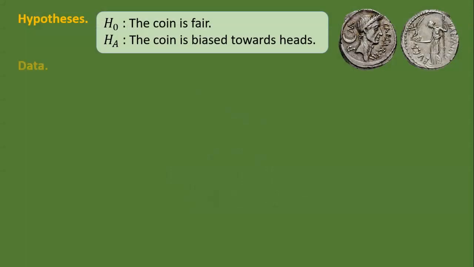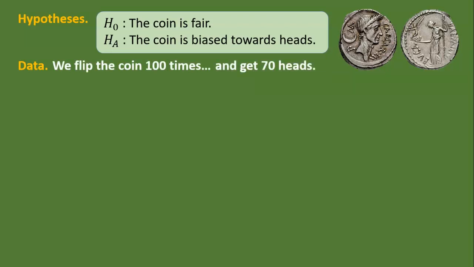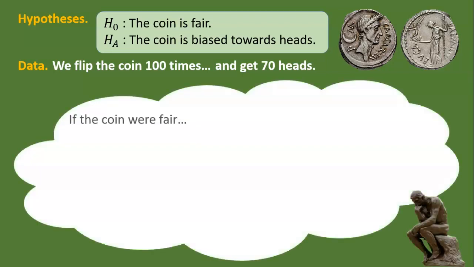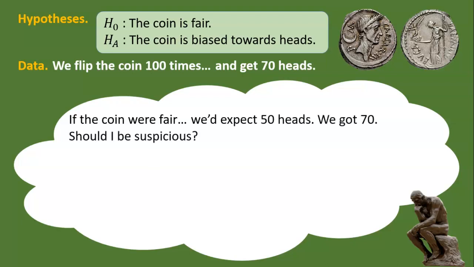With this in mind, let's return to our coin example, but let's say we now have more extensive data to analyze. Namely, we flip the coin 100 times and get 70 heads. Now we want to carry out our hypothesis test with this new data. As in every hypothesis test, we begin by assuming, for the moment, that the null hypothesis is true. Well, if the coin were fair, we'd expect 50 heads. We got 70. Should I be suspicious? Asks the thinker. Is this a bit too extreme for a fair coin?